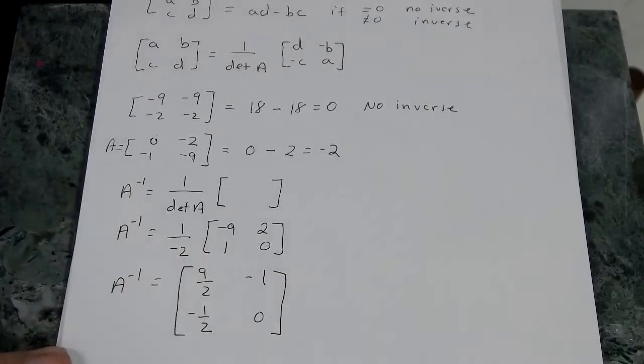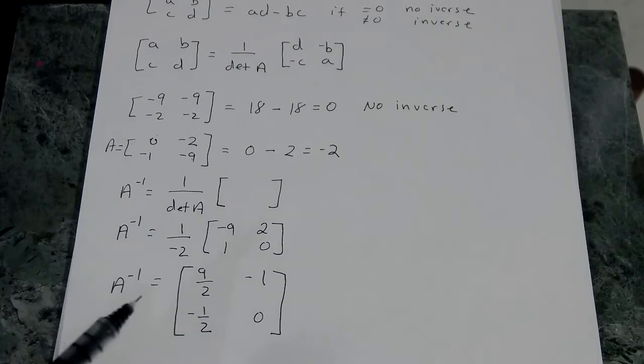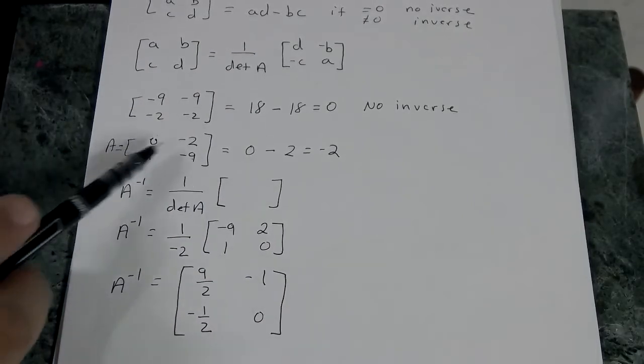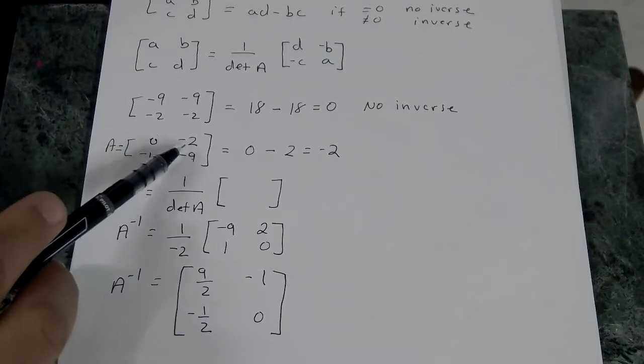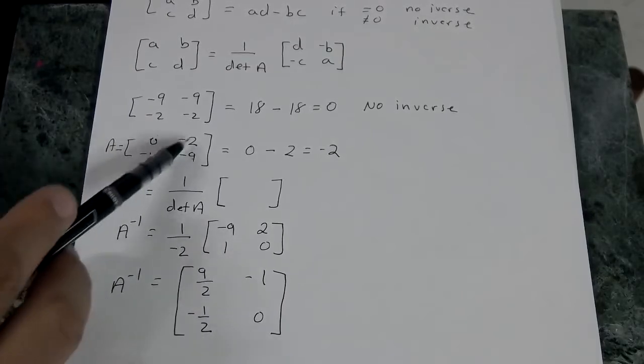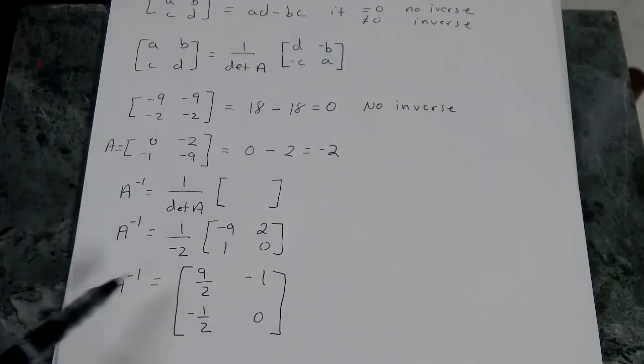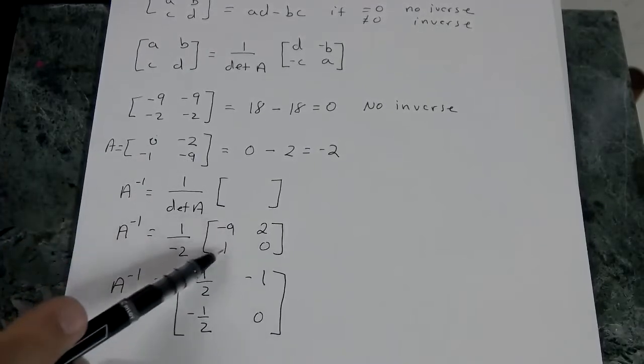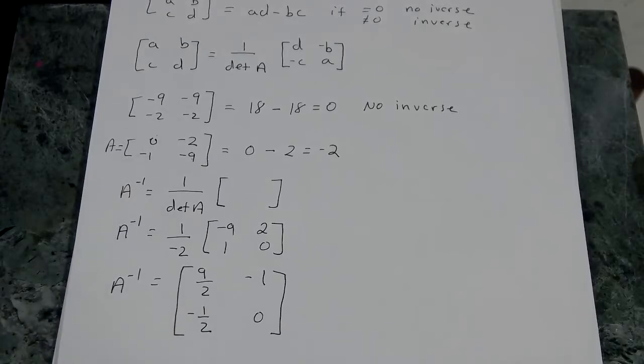So that's A inverse. Again, this is step by step. You can start from here and say, okay, this is 0 minus 2, that's a negative 2, so it's 1 over negative 2. Flip your diagonal, take the opposite signs of the other diagonal, and then just do your multiplication. Okay, let's see if we can do one more.